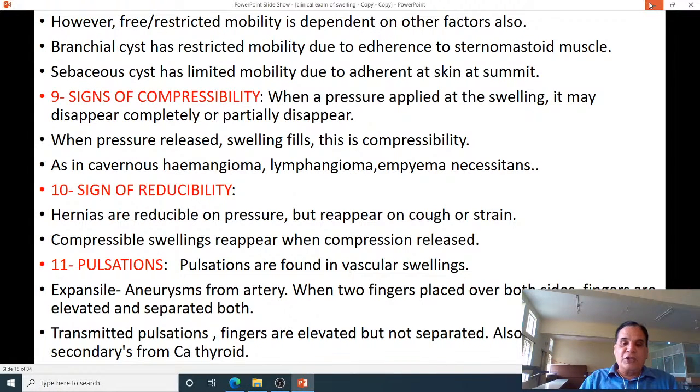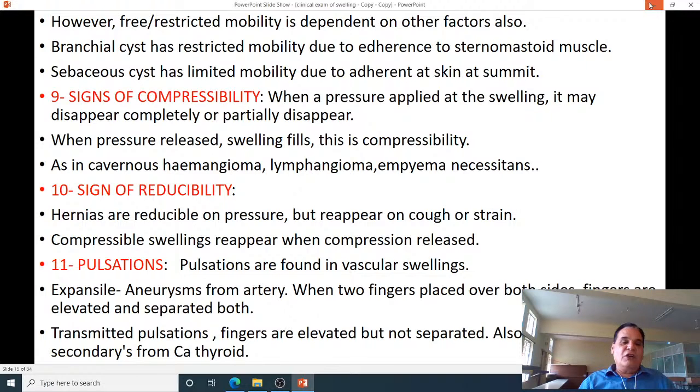Can you compress the swelling? What is it? Whenever you apply pressure, the swelling will disappear either partially or completely. Okay. And if you remove the finger, again it will reappear. Common in cavernous hemangioma, lymphangioma. And the swelling in the chest, prominent with cough, the diagnosis is empyema necessitans. If you press it, it will disappear. Remove your finger, again it will be there.